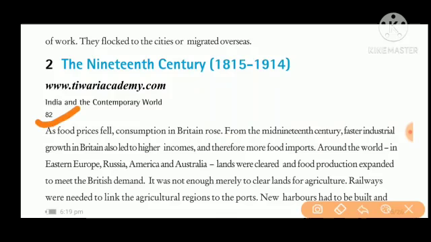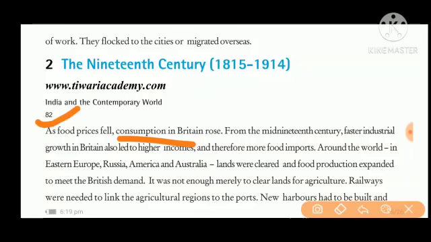As food prices fell, consumption in Britain rose. Corn was now again imported in Britain at a cheap rate. So when the food prices fell, consumption rose in Britain. From the mid 19th century, faster industrial growth in Britain also led to higher incomes and therefore more food imports.